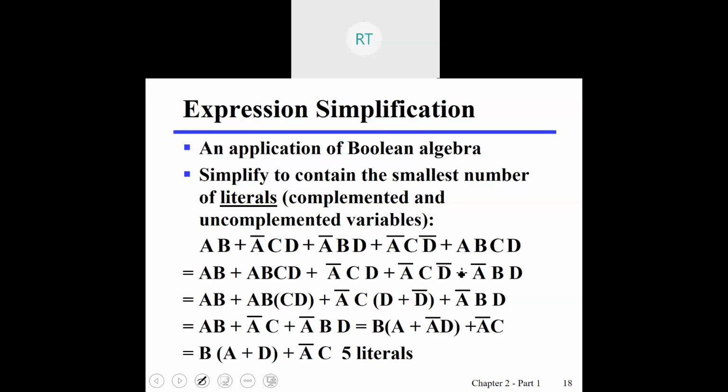After I do the simplification, let me count the literals. I have 1, 2, 3, 4, 5 literals. Okay? So I want you to notice how the number of literals is reduced when I simplify a Boolean expression. How did we simplify it now?